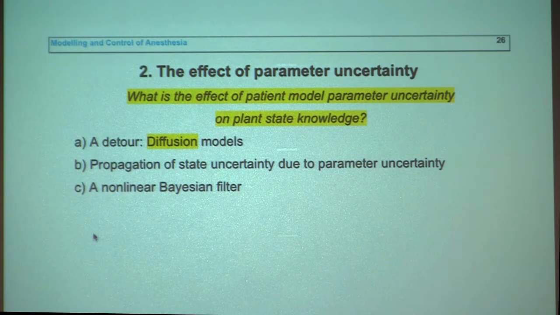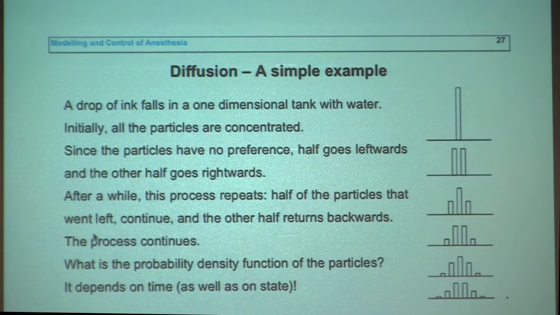And then I will use one notion from diffusion models to solve the problem of propagating the state uncertainty due to parameter uncertainty. And as a product, I will use this to filter the state, to get an estimate of the state from the observations. Okay. Now, let me speak about diffusion.